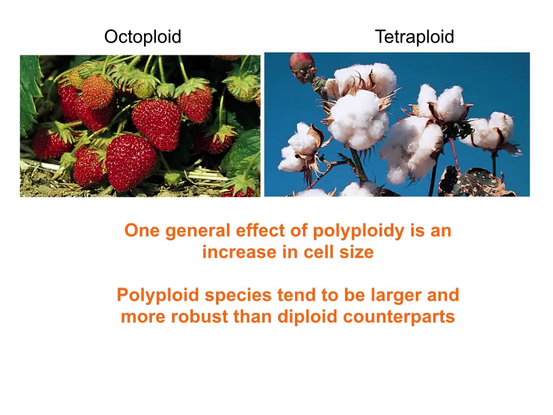One general effect of polyploidy is an increased cell size. For some reason, that also translates into more robust, healthy plants, and that's why we see a lot of polyploids in our food crops. They're larger and tend to be more robust. That's great. Like strawberries, since they're super large, and what a great feature it is because they're polyploids.